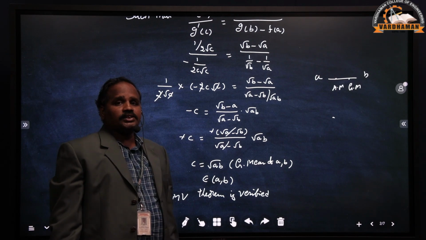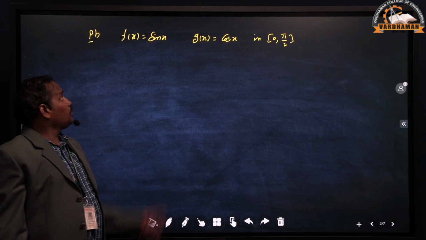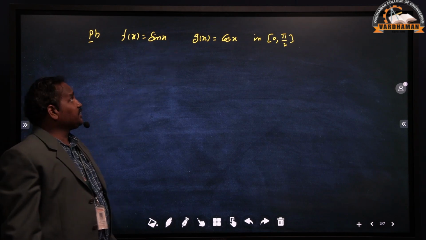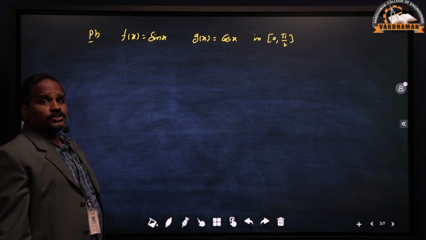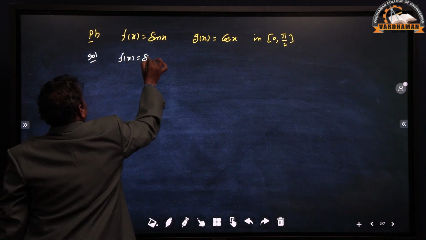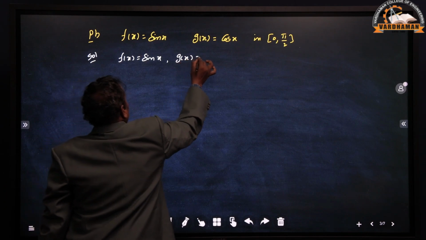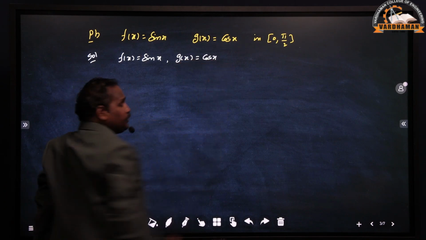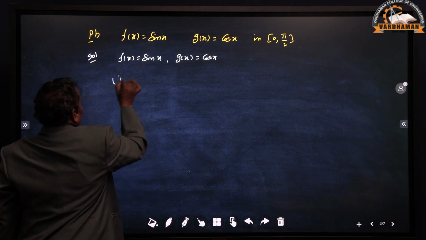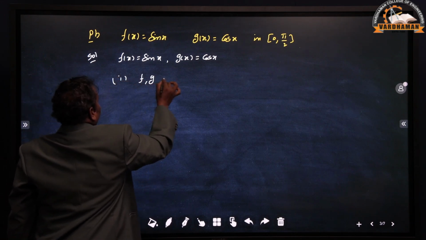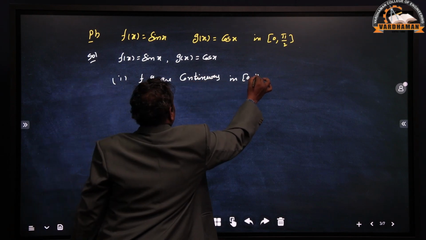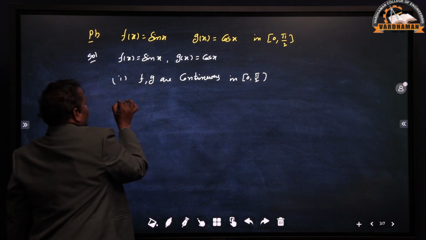Now we are going with one more problem: f(x) is equal to sin x, g(x) is equal to cos x in the closed interval [0, pi by 2]. We know that f(x) = sin x and g(x) = cos x are both continuous in the interval [0, pi by 2]. So first point, f, g are continuous in the closed interval [0, pi by 2].